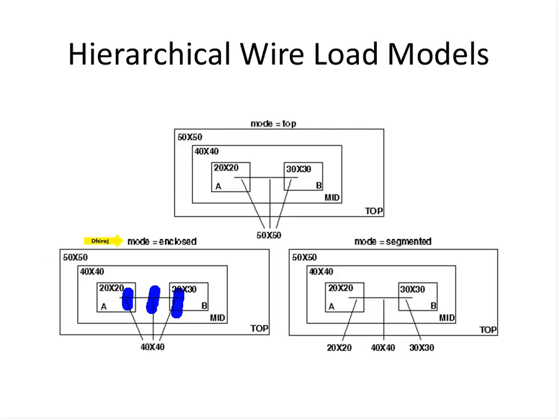Again for the segmented one, it will choose 20x20 for this segment of the net. For this segment, it will choose 40x40 and 30x30 for this segment. So first you choose what is the wire load model. Usually it will be area based or fan out based, and second you choose the mode.